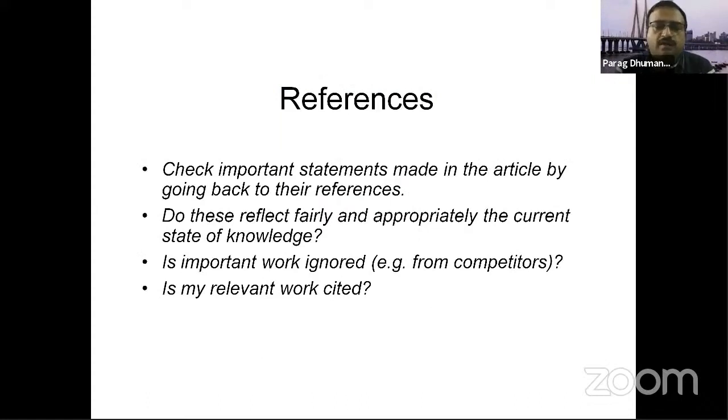So I would say when the authors make very tall and very dogmatic claims in their discussions, one should go back and check the references they have cited for these claims. It gives a fair idea whether they are misinterpreting the references.